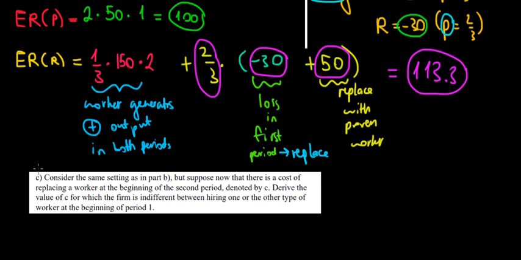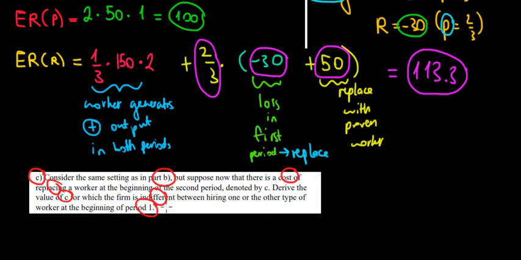Let's solve part C now. So consider the same setting as in part B, but now there is a cost of replacing the worker. So derive the value of the cost for which the firm is indifferent between hiring one type of worker or the other at the beginning of period 1.